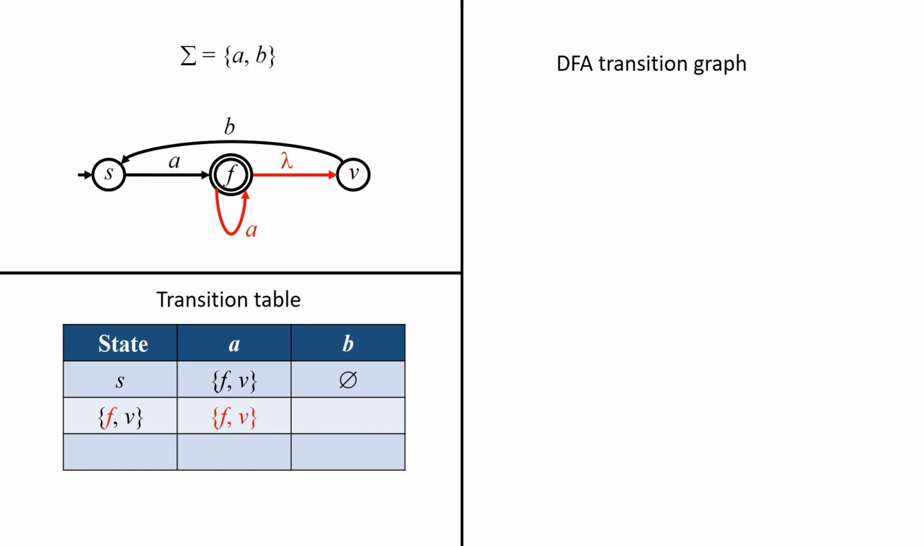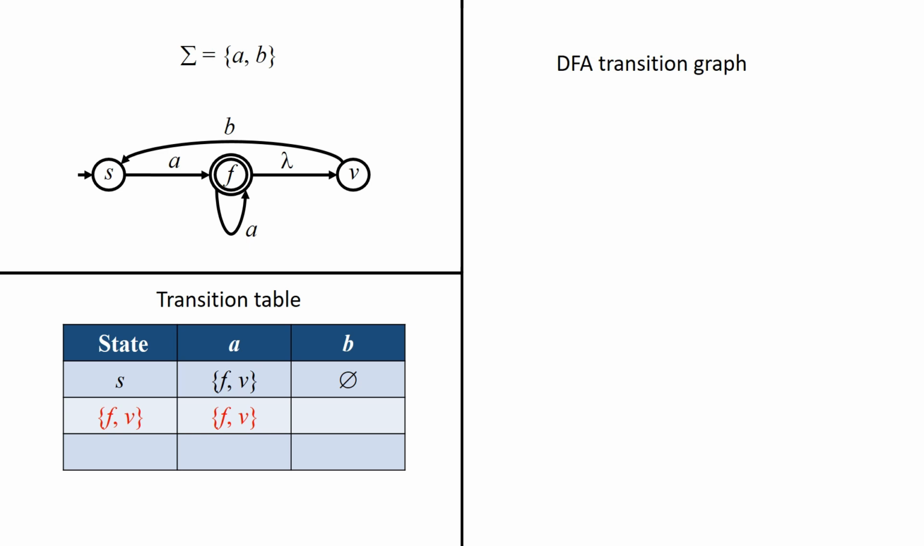Now, from V, where does it go with A? It goes nowhere. So it goes to the empty set. The union of the set FV and the empty set is of course the set FV. So from the state FV, with the symbol A, it goes back to the state FV. So this is a loop labeled A.